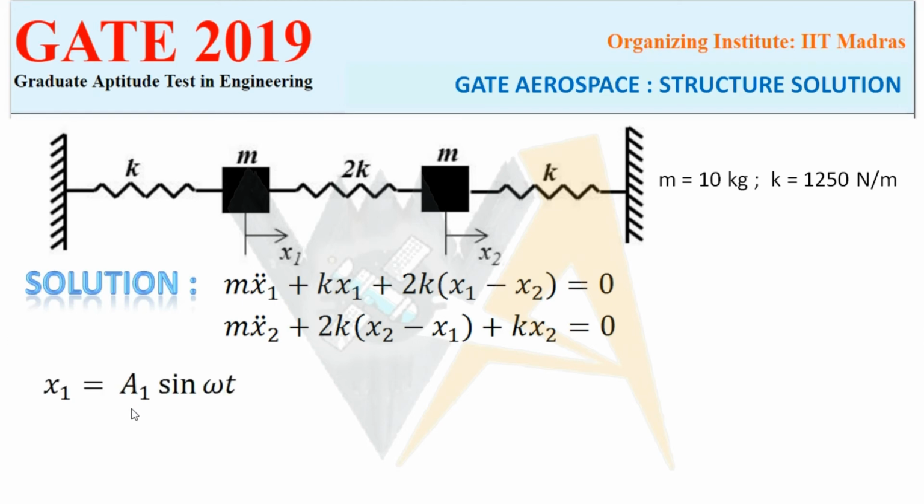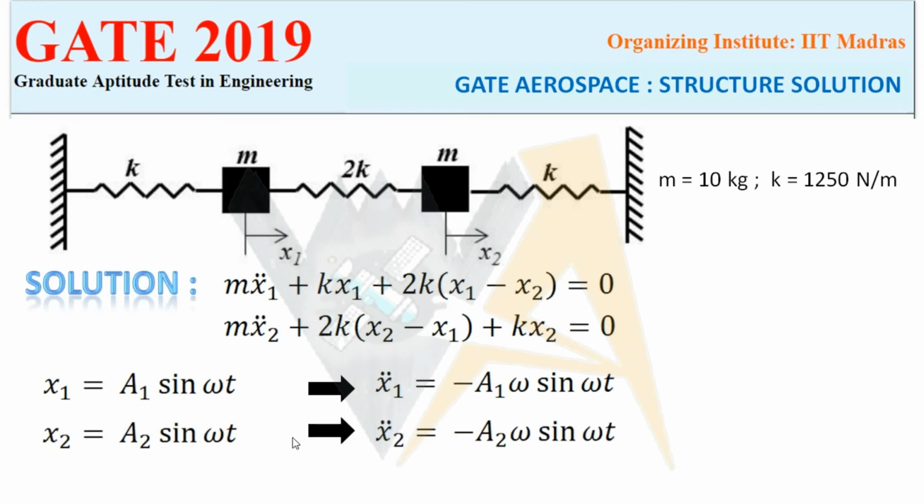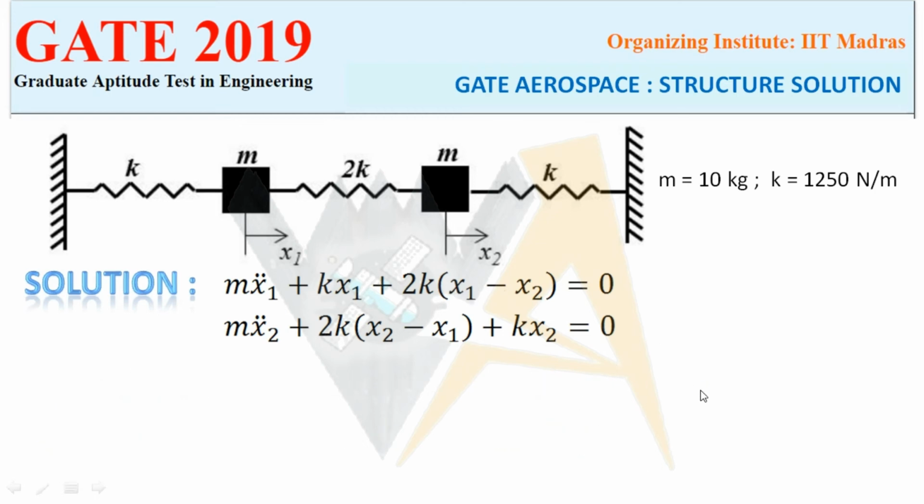x1 is equivalent to a1 sine omega t, and to find x double dot 1 we differentiate twice and get minus a1 omega squared sine omega t. Similarly x2 equals a2 sine omega t, and when we double differentiate this equation we get x double dot 2 equals minus a2 omega squared sine omega t. Now we simply substitute these values in the above equations.